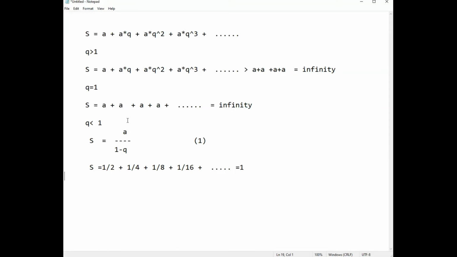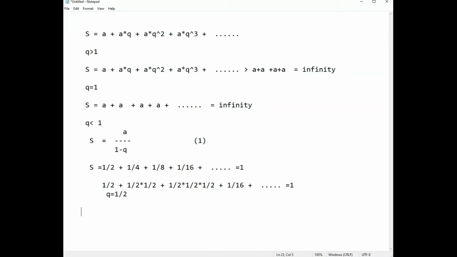Actually, for this one, we can see the first number is a half. And a half times a half is a quarter. So this is a half times a half times a half, and this is q squared. So actually q equals a half.